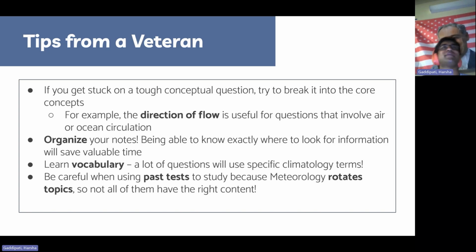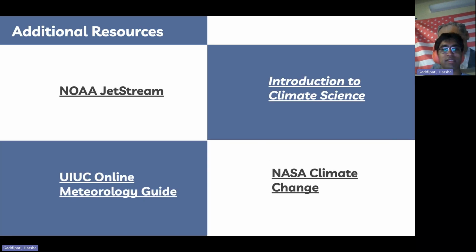So make sure the topics you're looking at are the topics for this year, which is again why reading the rules sheet is very important. Always read the rules sheet. Always read it. And there are additional resources that you guys can access when I release the slides. I'll release the slides a little bit later, probably either Sunday or Monday. I've got NOAA JetStream, the Introduction to Climate Science, the UIUC online meteorology guide, and a NASA climate change website.